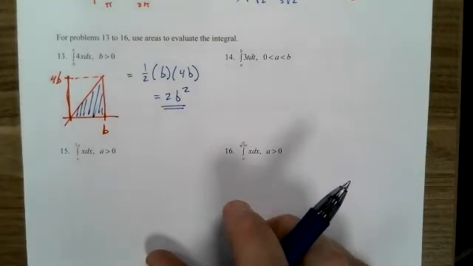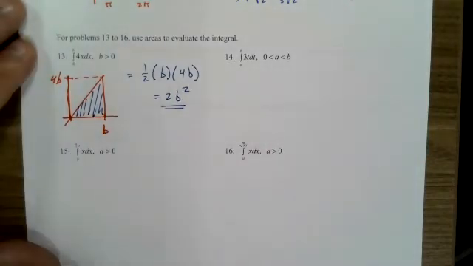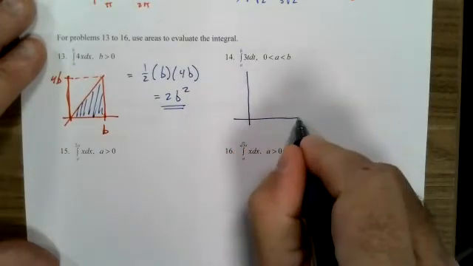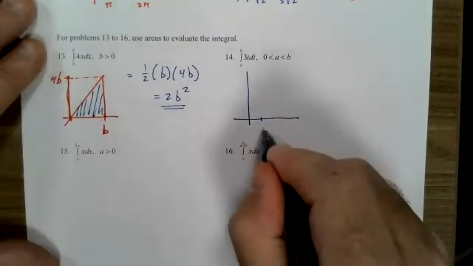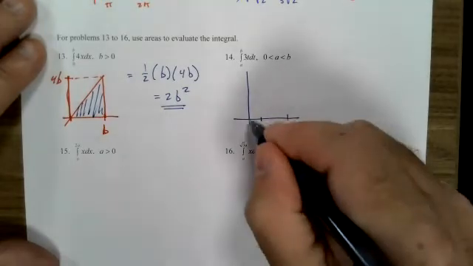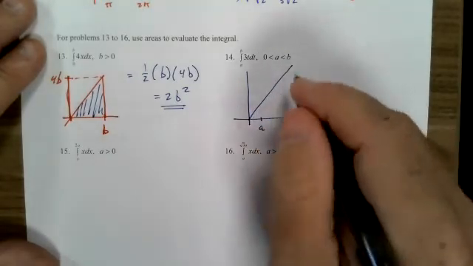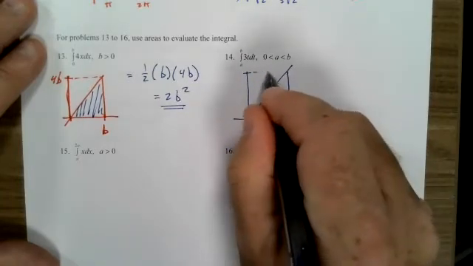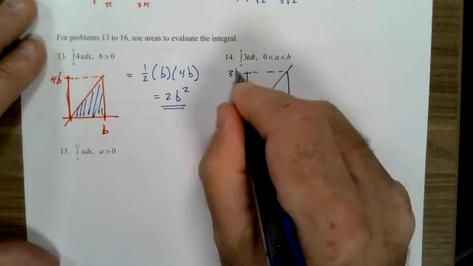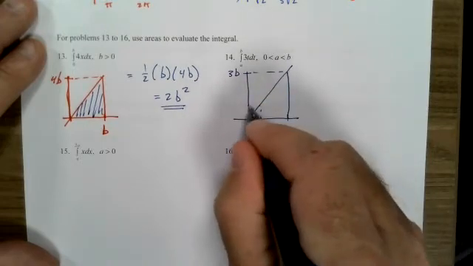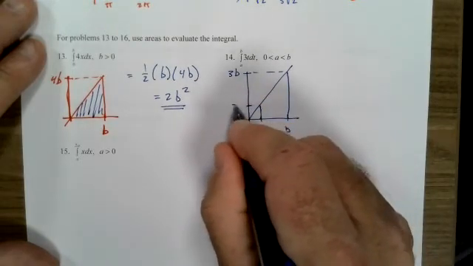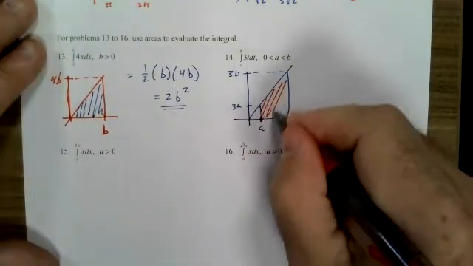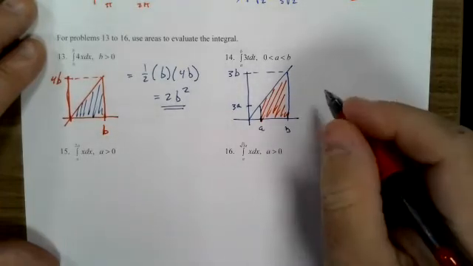Same exact problem, except slightly different x values. Some A and some B. And draw it a little steeper. This is going to be 3b. And this is going to be 3a. Hey, look at that, a trapezoid.